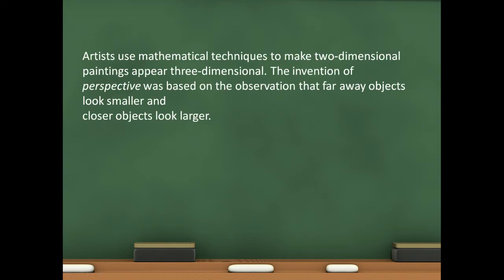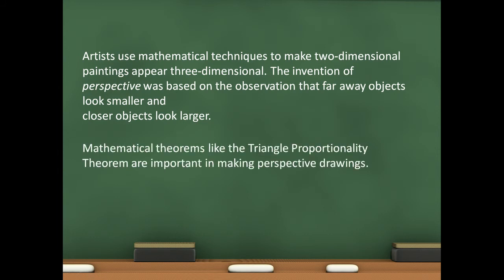Artists use math techniques to make two-dimensional paintings appear three-dimensional. And the invention of perspective was based on the observation that faraway objects look smaller and closer objects look larger. If you don't immediately picture this, you can think of dilations. If we take a small object when it's far away and we bring it closer, it gets larger. Mathematical theorems like the triangle proportionality theorem are important in making perspective drawings.